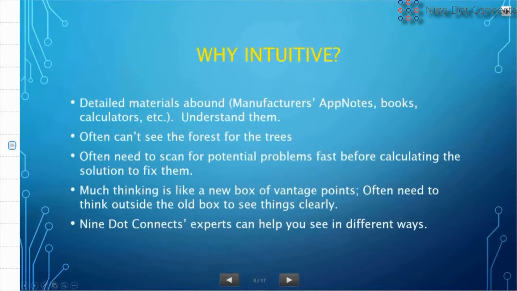So if you understand what you really think you're doing ahead of time, it makes it a lot more understandable and fast. You oftentimes just can't see the forest for all the trees because there is so much information out there. And when you're making a design, you need to scan for potential problems fast before calculating a solution to fix them. Again, a new box of vantage points is what we're offering. And need to think about how the old boxes may be confining you to looking at things in a way that's not the optimal way.